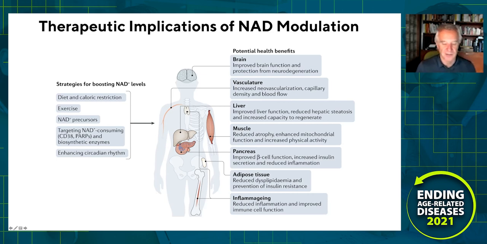In the pancreas, there's evidence of improved beta cell function, increased insulin secretion, and reduced inflammation. In the adipose tissue, there's reduced dyslipidemia and a prevention of insulin resistance. And finally, there's evidence that some of these agents might play a role in reducing inflammation and improving immune cell function. So obviously, one of the key things in the field right now is to make the transition between everything that has been shown in animal models, where modulating NAD levels can play a really important role in maintaining health and increasing health span, and humans.